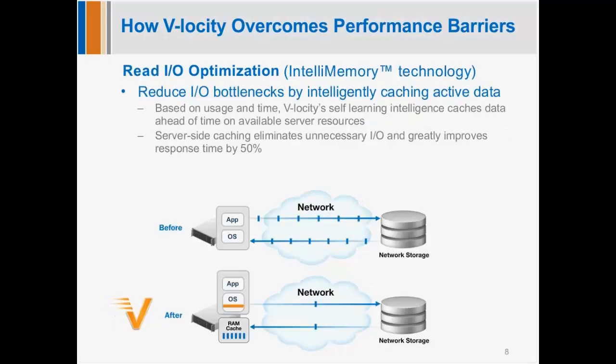So IntelliMemory technology is the other technology engine that we have, and it reduces I/O bottlenecks by intelligently caching frequently used data on the application based on that application itself, its usage and time. You can think of it as server-side caching. Velocity VM is a self-learning, intelligent caching system, and Howard will get into more details, but you need to think about it as a behavior analytics engine. So it caches data ahead of time, greatly improving performance, eliminating unnecessary I/O traffic by reading the same data again and again, and allowing you to improve performance by up to 50%.